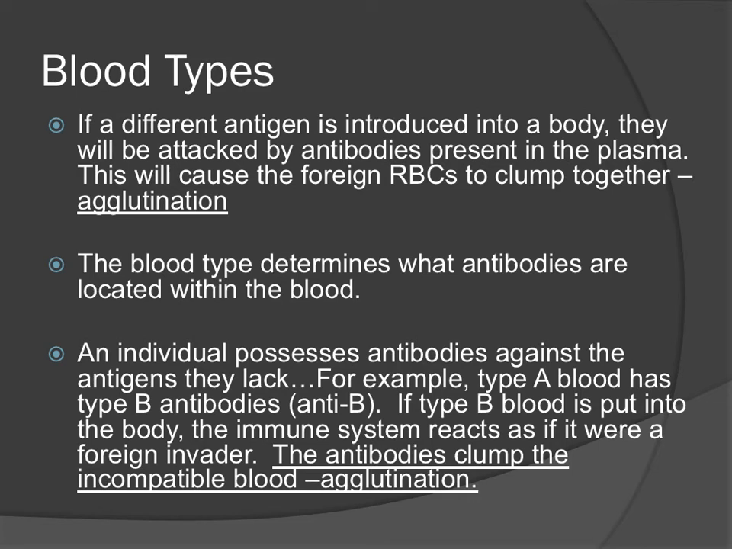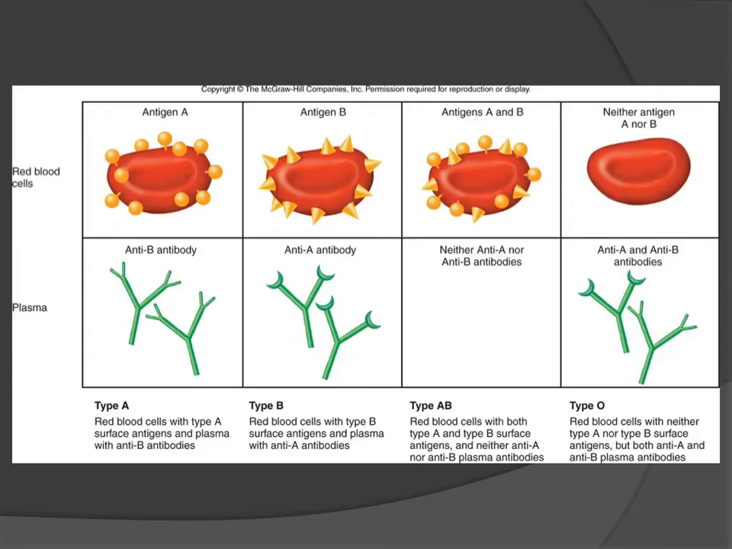So for example, type A blood has type B antibodies, so they're anti-B. And if type B is put into the body, the immune system reacts as if it were a foreign invader. So the antibodies will clump the incompatible blood, and that's called agglutination. And this photo just depicts that antigen, antibody, and how the blood type is determined.